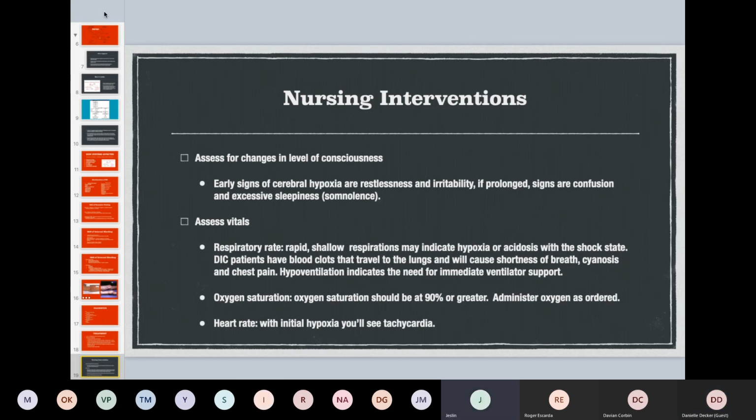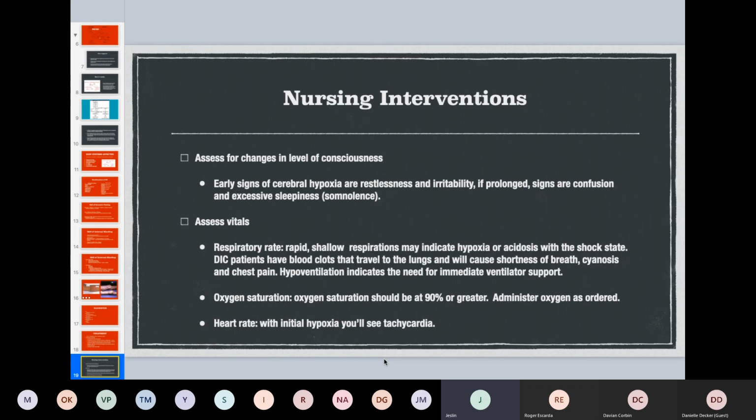Okay, so nursing interventions. You would assess for changes in the level of consciousness. The early signs of cerebral hypoxia are restlessness and irritability, and if the hypoxia is prolonged, the signs are confusion and excessive sleepiness or somnolence. When you assess vitals, you have to assess respiratory rate. You will normally see rapid shallow respirations, and this usually indicates hypoxia or acidosis in correlation with the shock state.